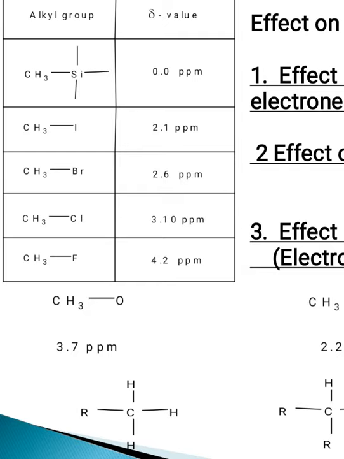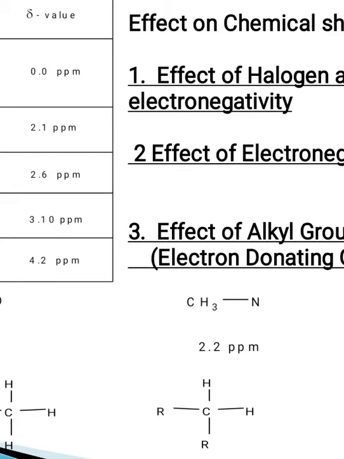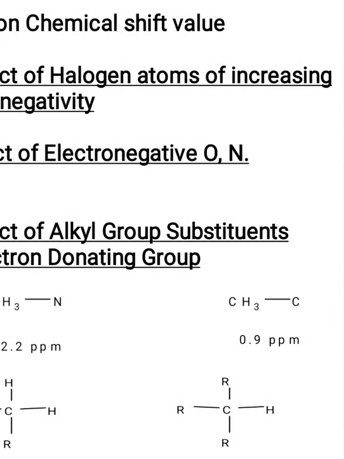See, when a CH3 methyl group is directly linked to an oxygen atom, that is a methoxy group, its chemical shift value is 3.7 ppm. While when CH3 is directly linked to a nitrogen atom, its chemical shift value is 2.2 ppm. When CH3 is linked to a carbon atom, which is less electronegative than nitrogen and oxygen, its chemical shift value also decreases, that is 0.9 ppm.